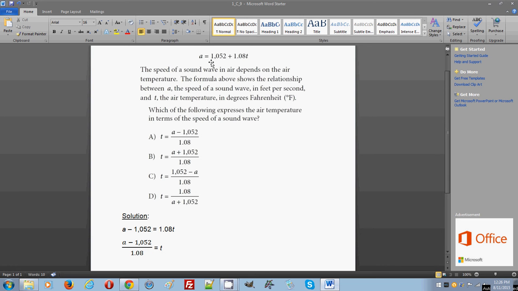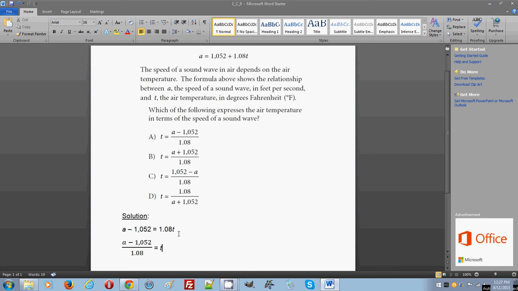We have to first subtract. We can't do anything with the t yet. Remember, we're not going to do anything with the t until we get rid of all the constants that are by themselves without any variables. So we got to subtract 1052 from both sides, and this right side becomes 1.08 t, as you see here. So we subtract 1052 on both sides, and on the left side of the equation we now have a minus 1052 is equal to 1.08 times t.